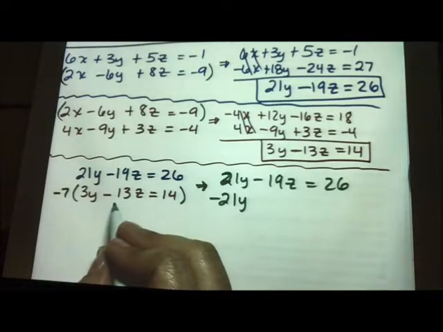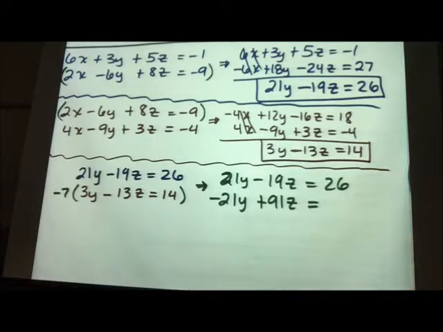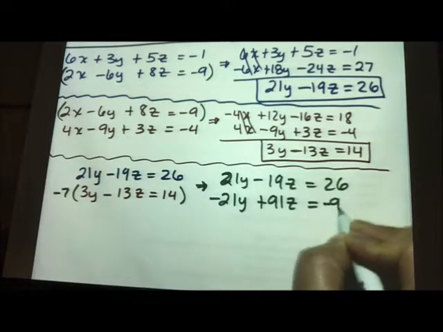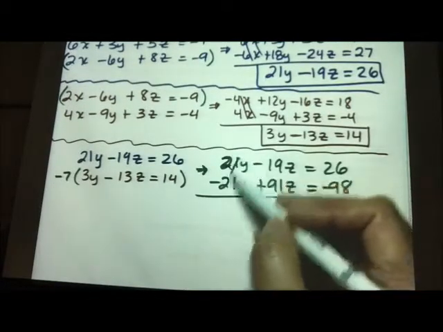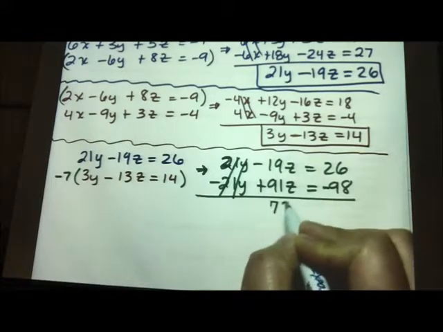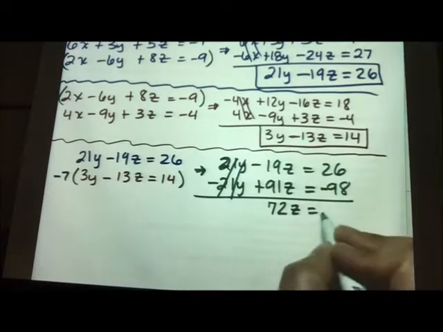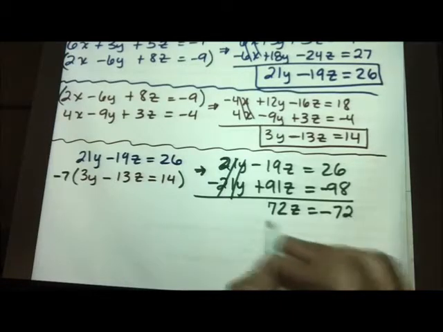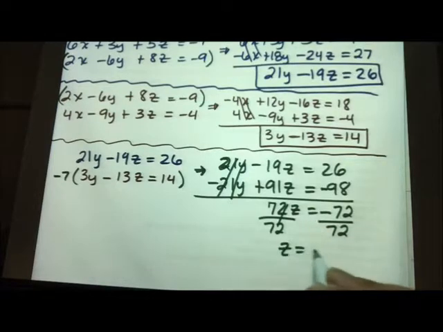negative 21y, and negative 7 times the negative 13 will become a 91z. And please use your calculator for big numbers like this. And the negative 7 times 14 would be a negative 98. So have we accomplished it? Yes, these guys are gone. Negative 19 and 91 becomes 72z. And 26 and a negative 98 becomes a negative 72. So we divide both sides by 72, and we get that z is negative 1.